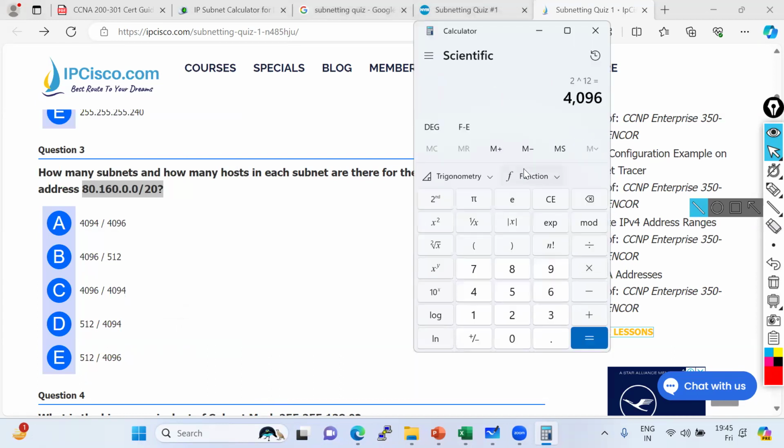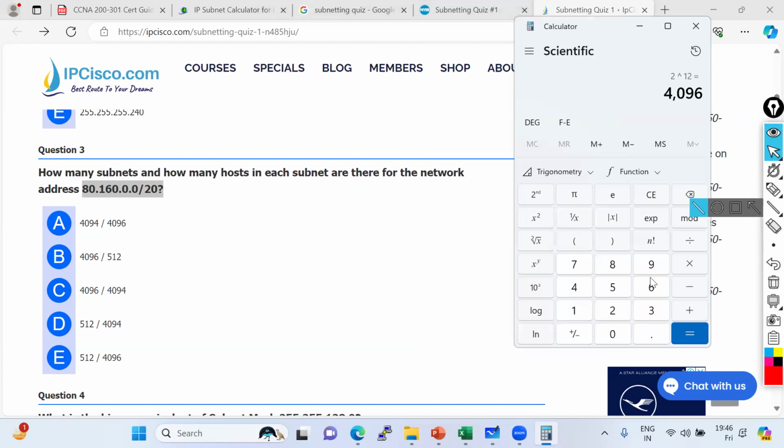What I did is this /20, 32 minus 20, that's 12. So 2 raised to power 12, because 20 is already gone, the remaining is 12. The fixed part is 20. So it's 4096.